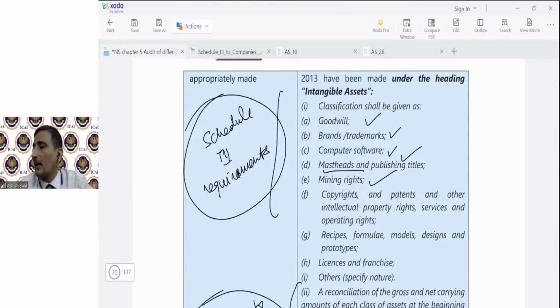Himanshu, masthead means it is a title, like a publishing title. Some like what is the logo of some newspaper. So this may be recognized as an intangible asset because of its value.